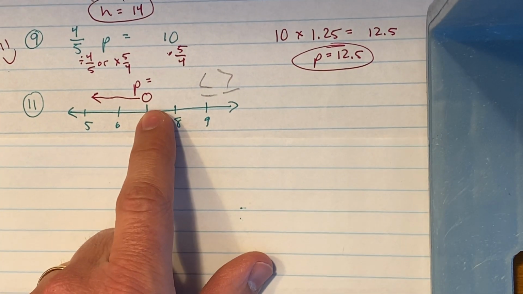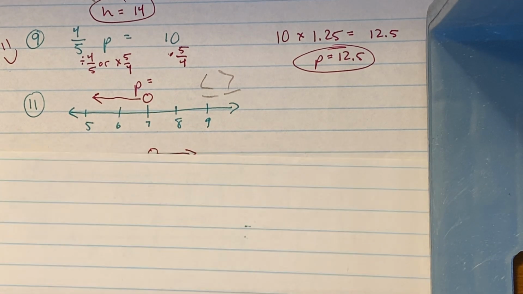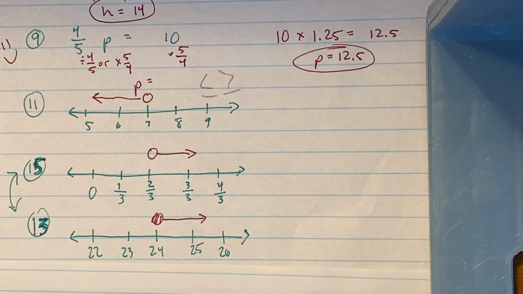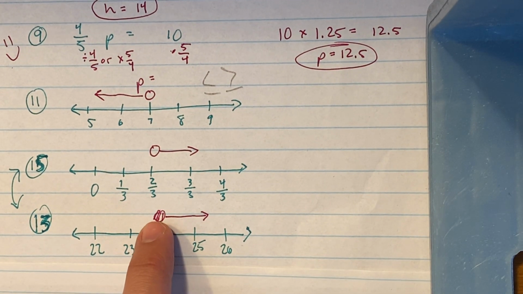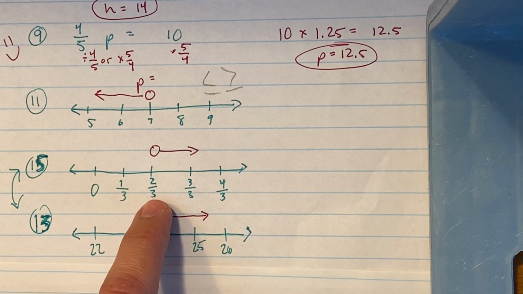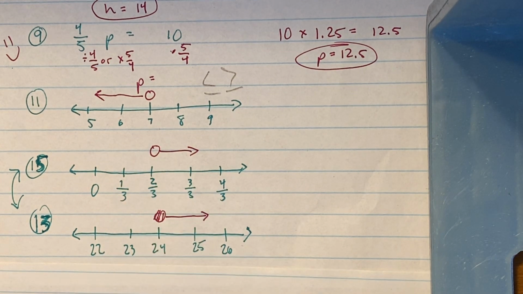The first one should be above the 7, an open circle pointing to the left, less than. I got these two backwards by mistake, sorry. Number 13 is a greater than or equal to, so it's a filled-in circle pointing to the right. Number 15 is above the 2/3. It is greater than 2/3, so it's just an open circle pointing to the right.